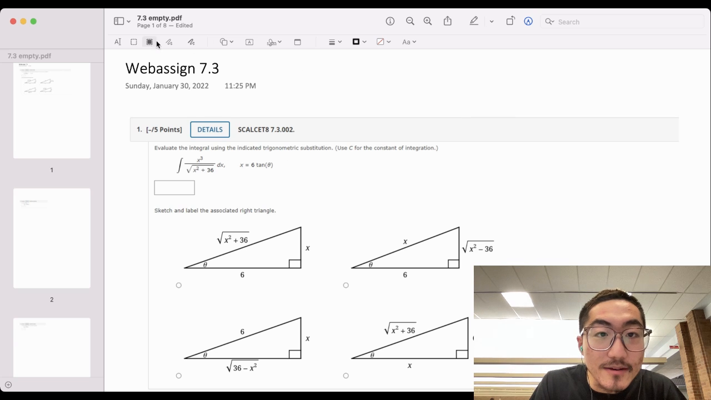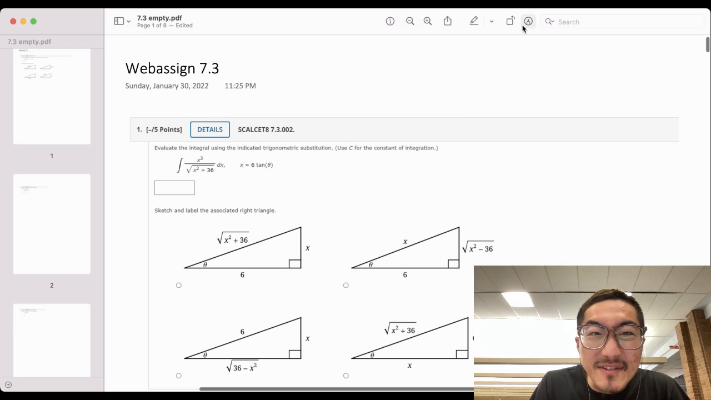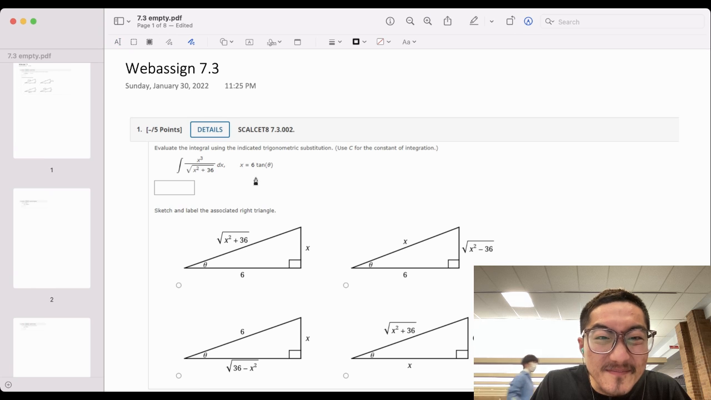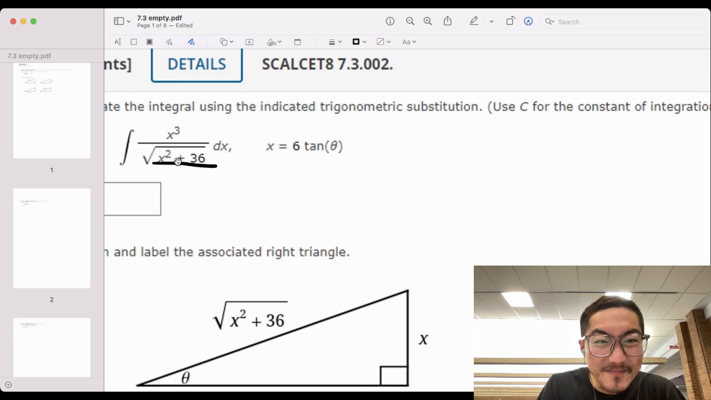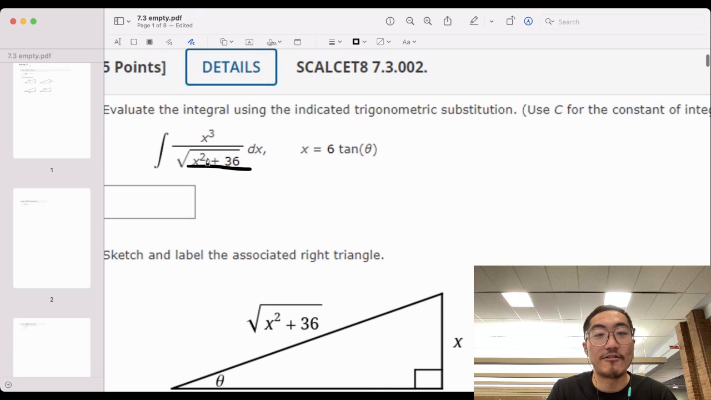The first type that you may encounter is x squared plus 36 here, where 36 is a positive constant. We write it as x squared plus a squared, where x is a variable and a is a constant. We just have x equal to 6 tangent of theta, or whatever the variable is. For x squared plus a squared, this is the form.